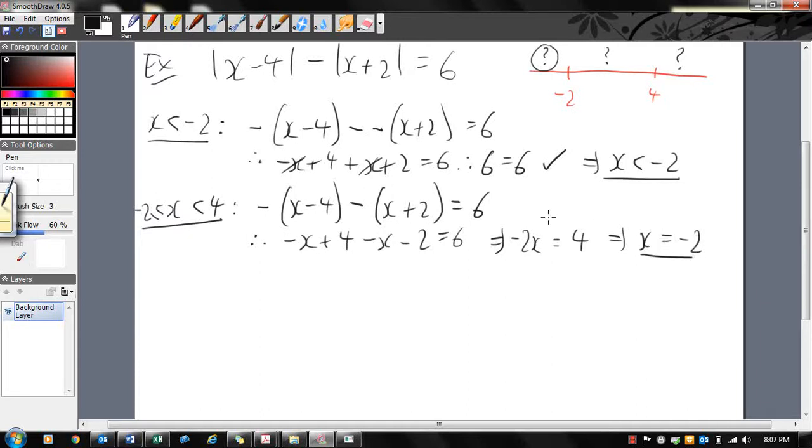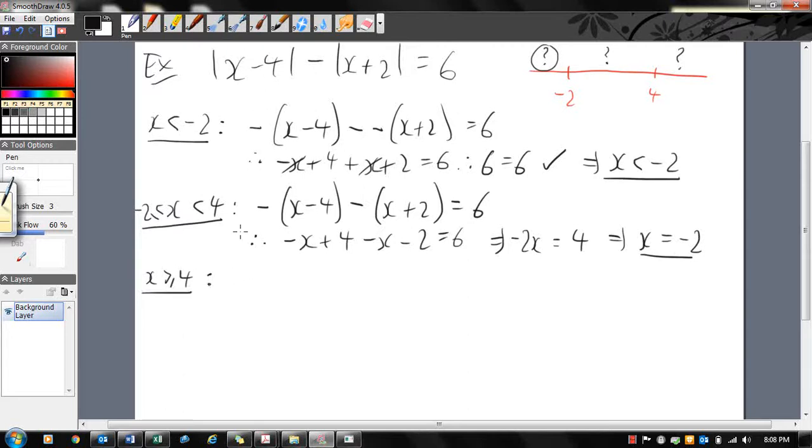Let's just check that this makes sense with the region that we're talking about. It always just pays to find out. So what we're saying is that if x is in this region, then x must be equal to negative 2. Okay, so that makes sense. That's okay. Let's have a look at our last region. What happens when x is greater or equal to 4?